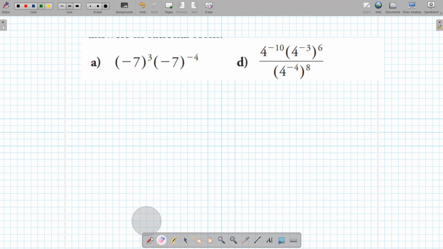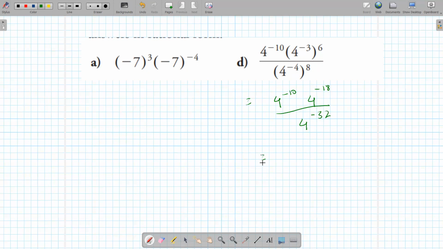Let's look at B. Oh, sorry, the other one here. What's the first thing you do here? You could open the brackets. Yeah. So how many 4s do you get if you open the first bracket up? 4 to the power of -18. Right. What about in the denominator? You just get 4 to the power of -32.